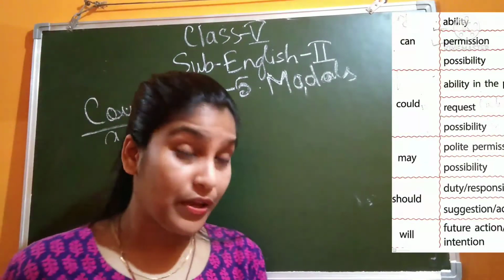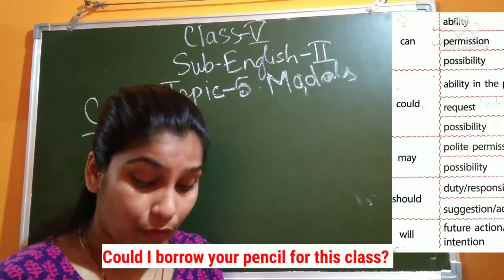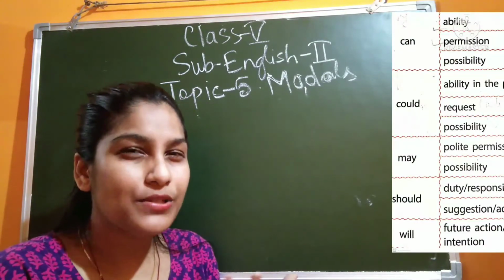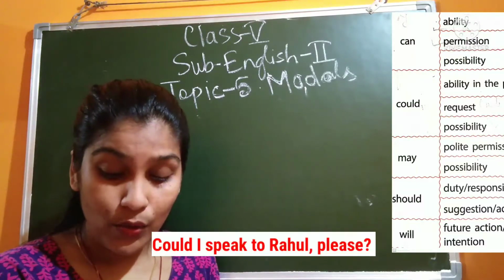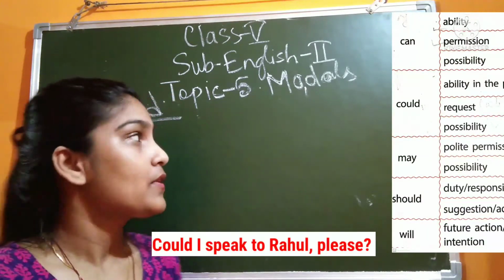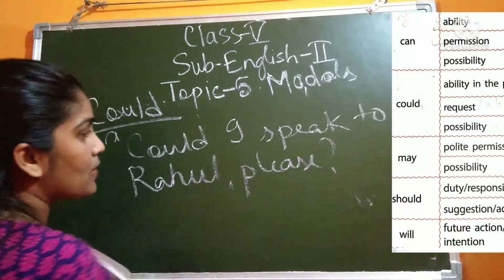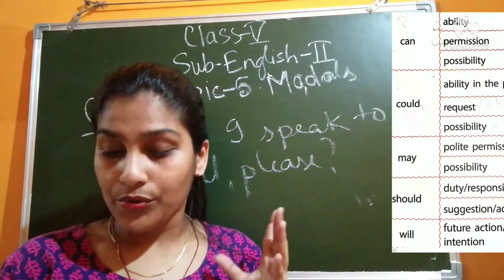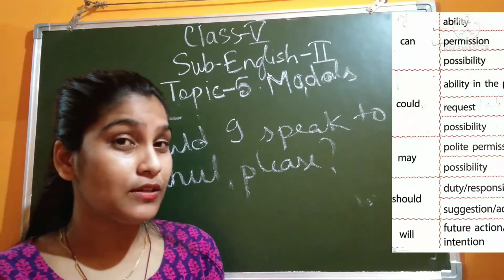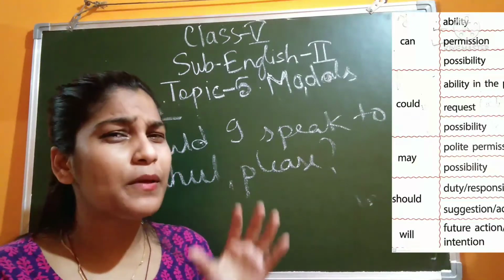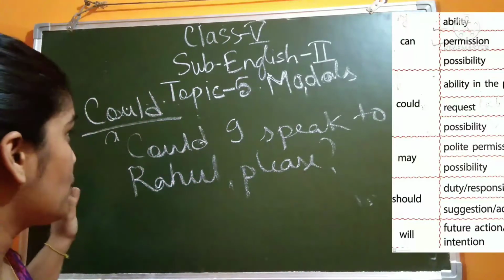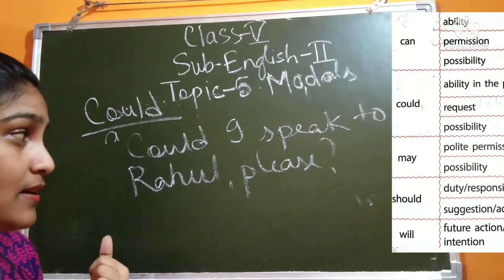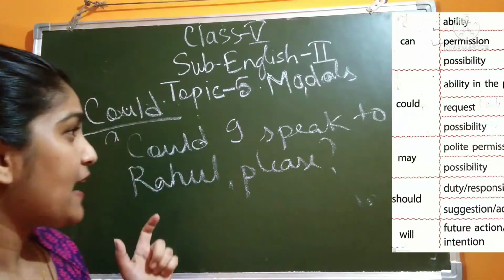Okay. Next, request. So to express request, like could I borrow your pencil for this class? So this is a polite request. Another example we can write, could I speak to Rahul please? If we write like this, could. So here we have used could, right? To express request. Also we use can to express request. But if we want to be more polite, then we will use could. If we say it more politely, could I speak to Rahul please? It is more polite. If I write here, can I speak to Rahul please?